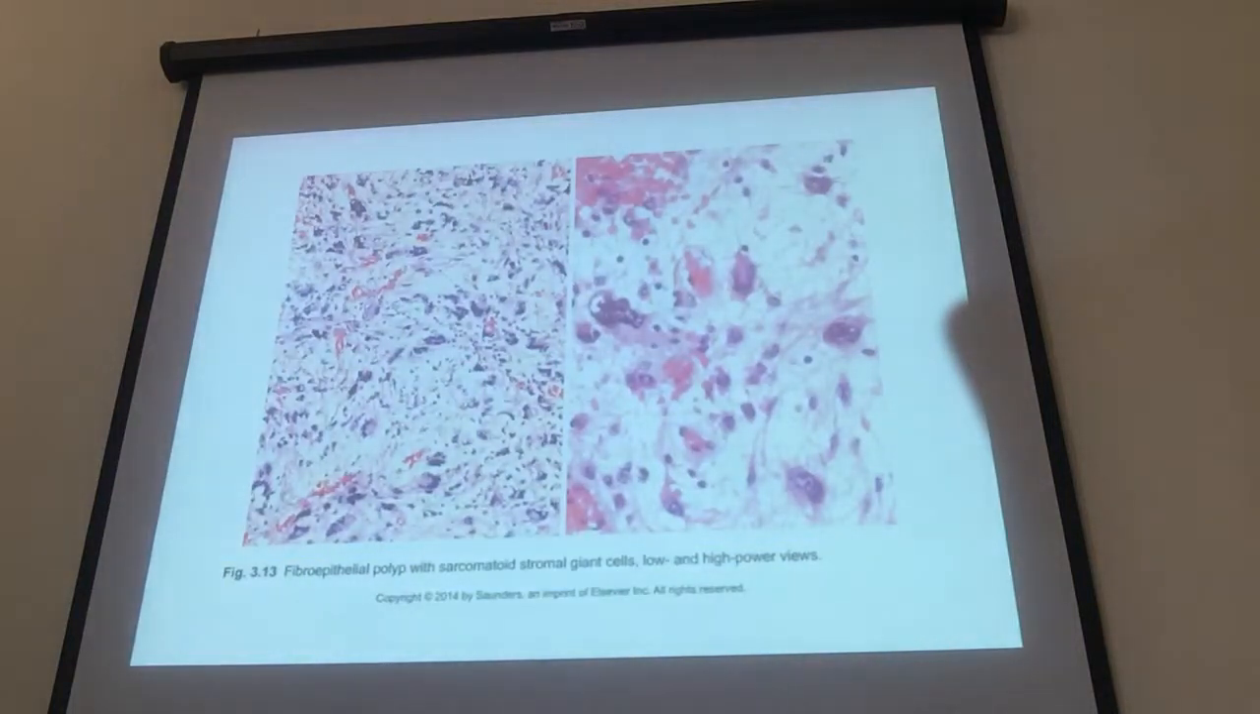In a few cases, not commonly, these can look quite atypical and may resemble a sarcoma. So you have to see the whole picture to remember and understand that these sarcomatoid stromal giant cells do not mean that it's malignant. It may still be a fibroepithelial polyp.